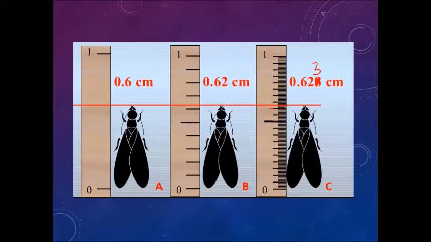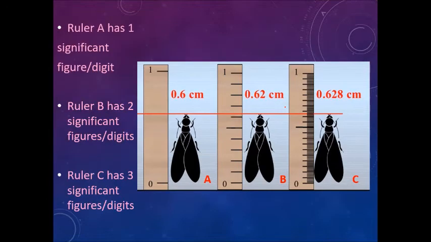Basically, though, the gist of measuring this insect is telling us there's different significant figures based off of the measuring tools. So A only has one tick mark, so it only has one significant figure. B has 2 significant figures because of the calibration, and then C over here is going to have 3 significant figures. So out of these measuring tools, which one would be the best one to use? Yes, definitely C.